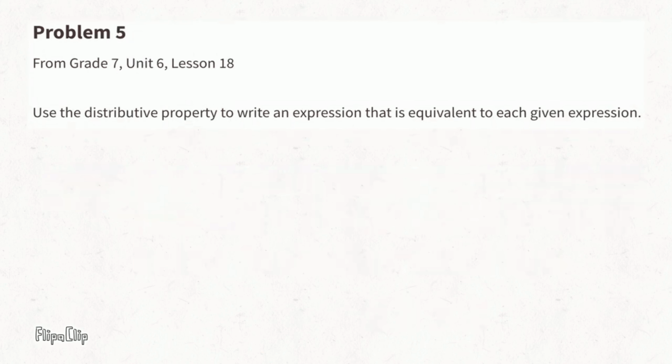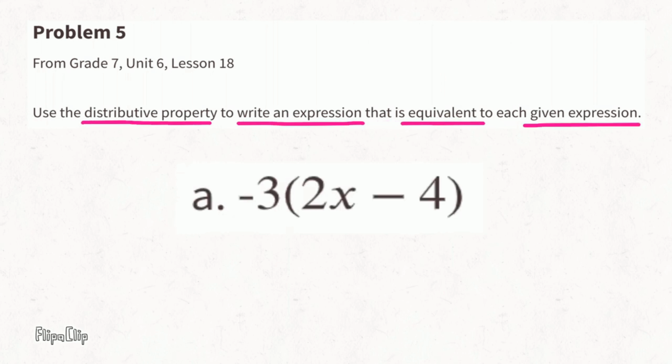Problem number 5, from grade 7, unit 6, lesson 18. Use the distributive property to write an expression that is equivalent to each given expression. A. We can do this by multiplying the term on the outside of the parentheses by both the terms on the inside of the parentheses.